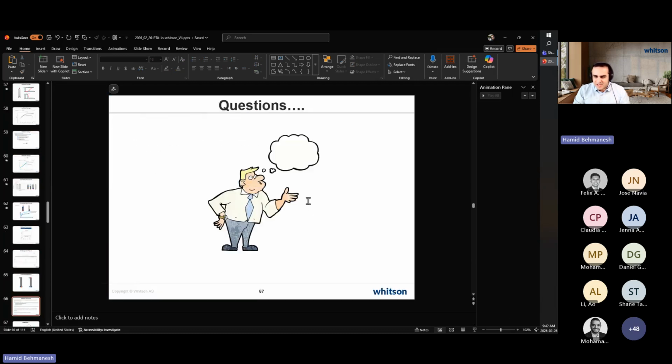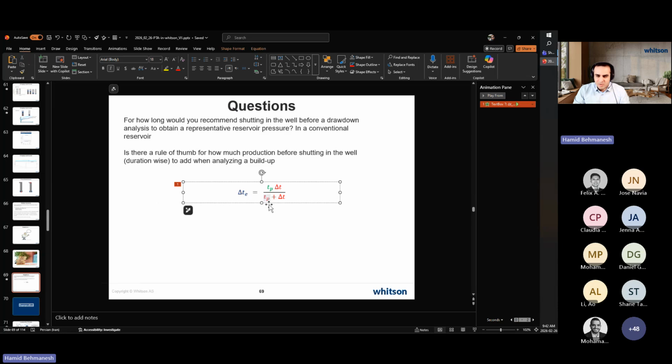The way we treat the radius of investigation in the buildup is this equation here, which I'm going to walk you through, by the way. It's a very simple equation. They call it delta T effective time. It is how long it would take for the pressure to propagate in the buildup test. And you see the time is a function of Tp, delta T, and Tp plus delta T in the denominator.